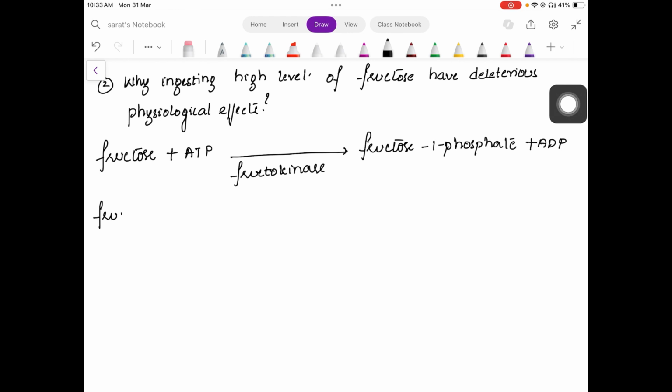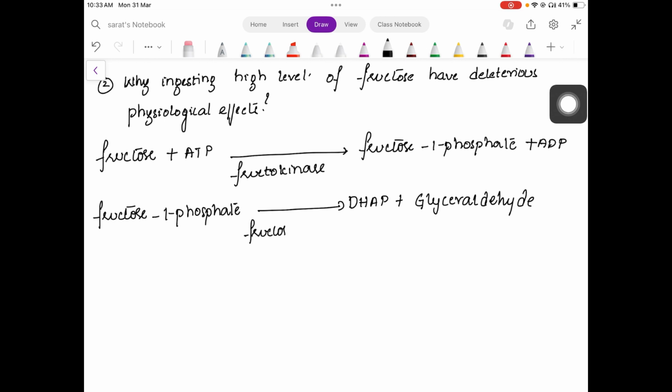Next, fructose 1-phosphate is split into two molecules, that is dihydroxyacetone phosphate and glyceraldehyde. Here the enzyme is fructose 1-phosphate aldolase.